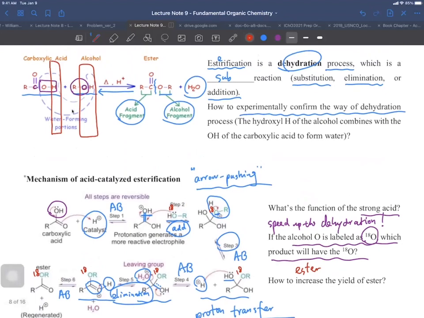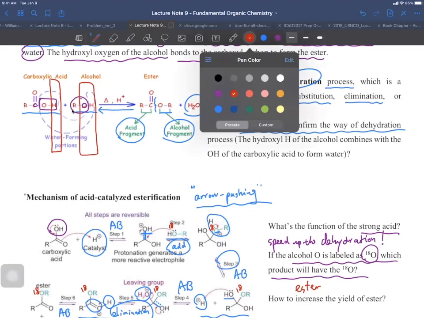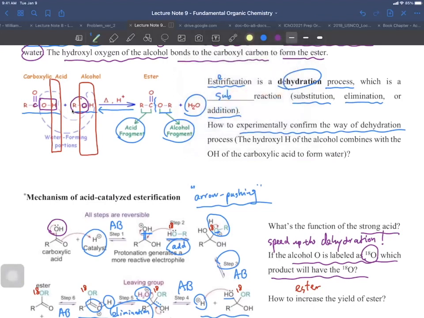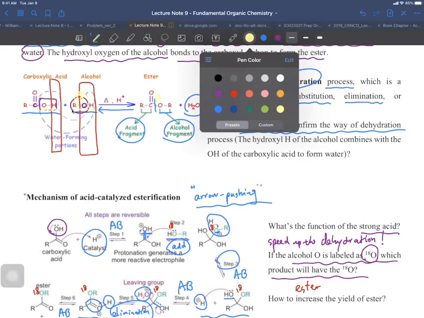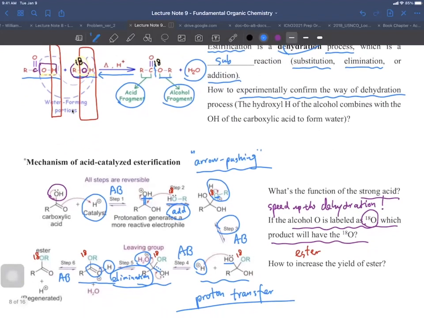If we go back to our original discussion, if this oxygen, let me find a different color, maybe a green color, is labeled as 18, since the dehydration process is from this OH and this H, this oxygen will be kept in the ester. I think the color is not very strong, maybe I can use the black to emphasize it again. But the idea is like this. So this is how we prove the mechanism, right? The dehydration is like this. And this method is called isotope labeling.